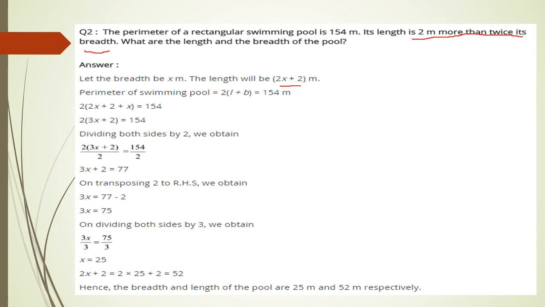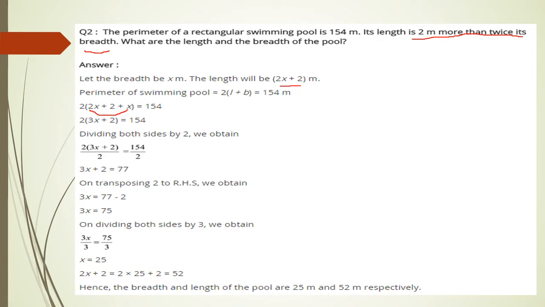I hope you understood this, children. 2 into L means 2x plus 2 plus B means x, which is equal to 154. Next, 2 into 2x plus x. Here 2x is there, here x is there. Let us add those two: 2x plus 1x. Plus means we want to add. 2 plus 1 means 3. 2x plus 1x means 3x. Plus 2 equals 154.